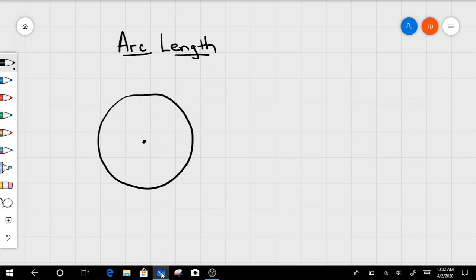If this is your circle, you guys know that the distance from the center to the outside is a radius. It's a no-brainer. And if you were to rotate that radius and stop, say up here, then this intercepted arc here, or the distance traveled around the circle, is your arc length. There's your arc length. So again, the definition of arc length is the distance around the circle.